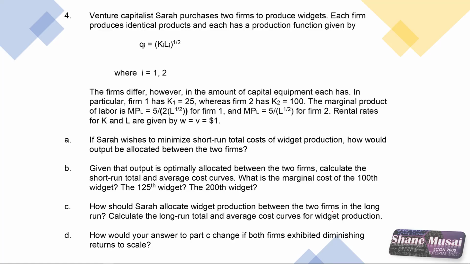So part C says, how should Sarah allocate widget production between the two firms in the long run? Calculate the long run total and average cost curve for widget production. Well, in the long run, because of constant returns to scale, we can change capital so that it doesn't matter where the production occurs. It could either split evenly or produce all in one plant. In the long run also, the firm will operate at the minimum average cost.